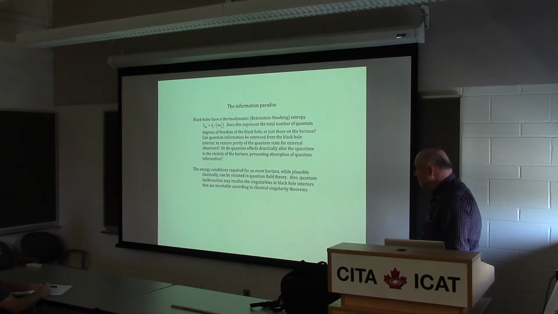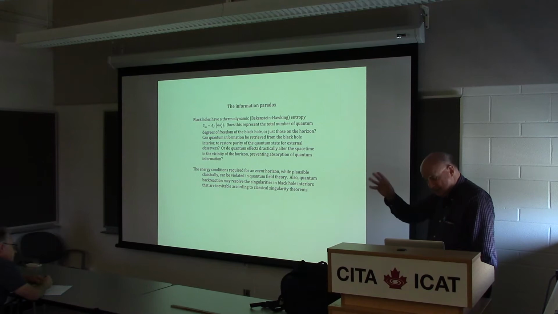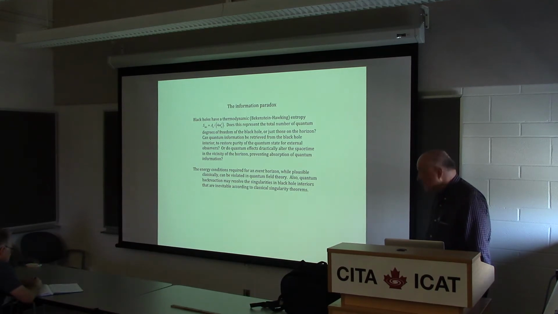or is there some drastic modification of the space-time near the horizon, which would prevent absorption of quantum information inside? And maybe there isn't a black hole horizon after all, and that one just has what some people call a gravistar or something, that there's somehow something inside from just outside what would be the black hole horizon inside, which is very different from the standard Schwarzschild geometry.